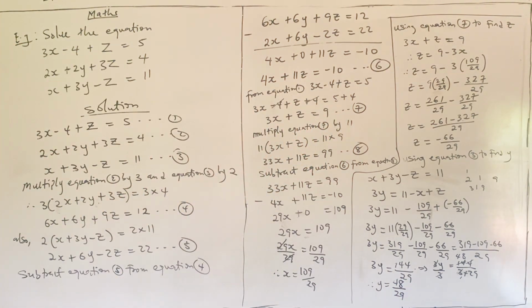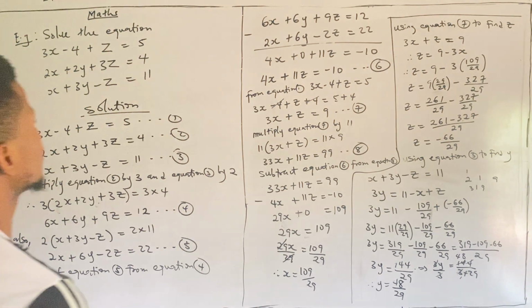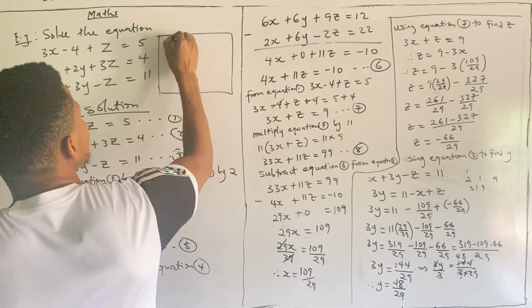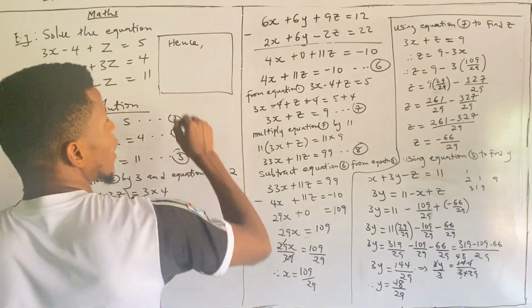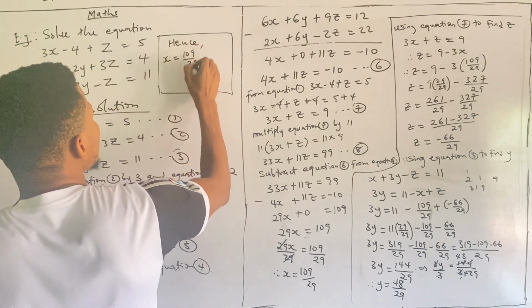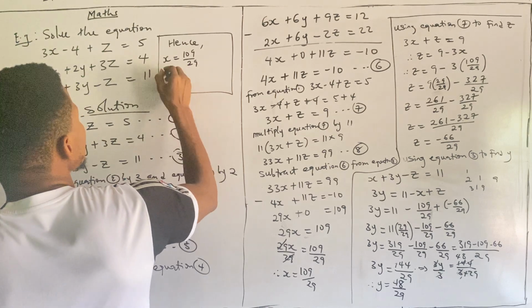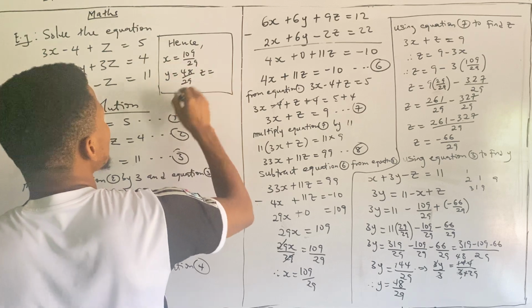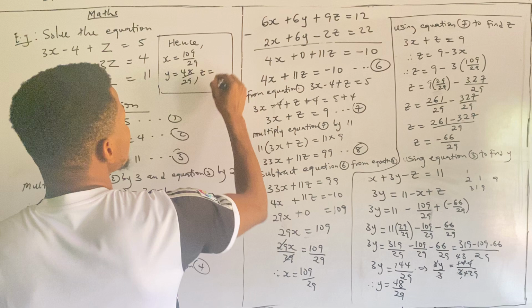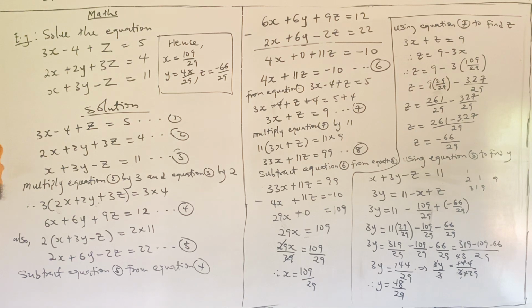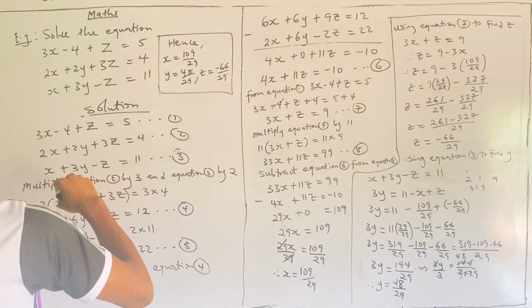Okay? 48 over 29. So now, hence, our x is equals to 109 over 29. Our y is equals to 48 over 29. And our z is equals to minus 66 over 29. So we can confirm the accuracy of our answer by using this value, maybe here.